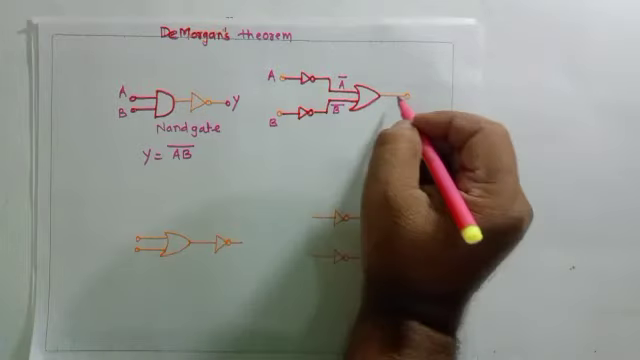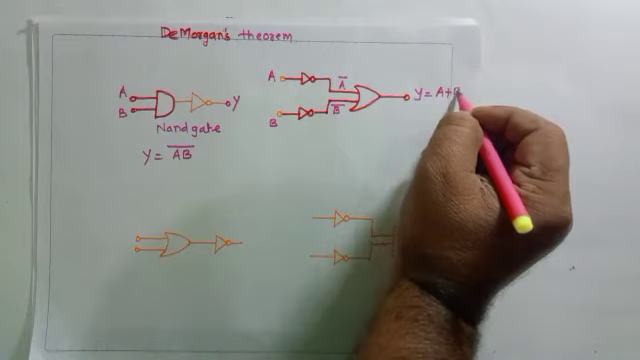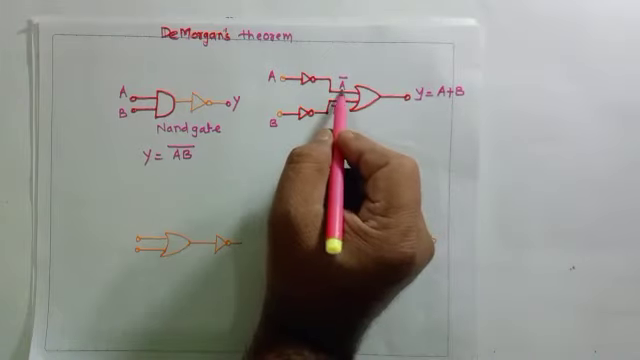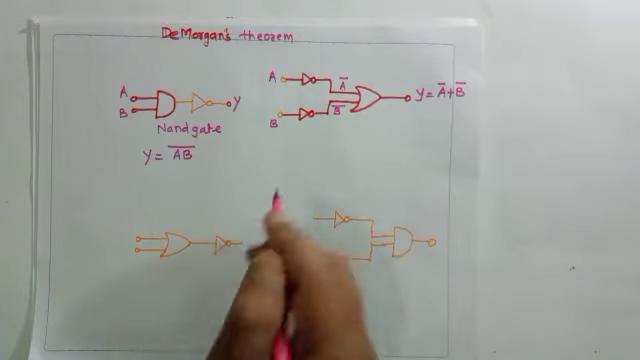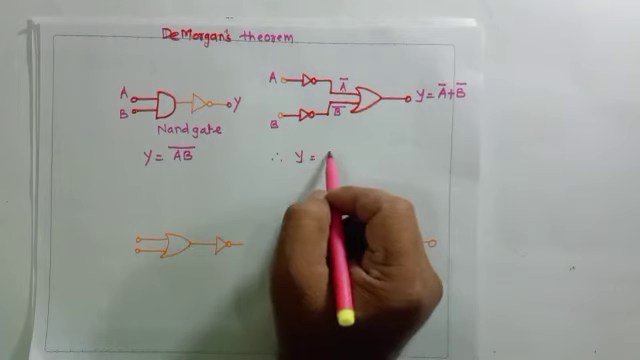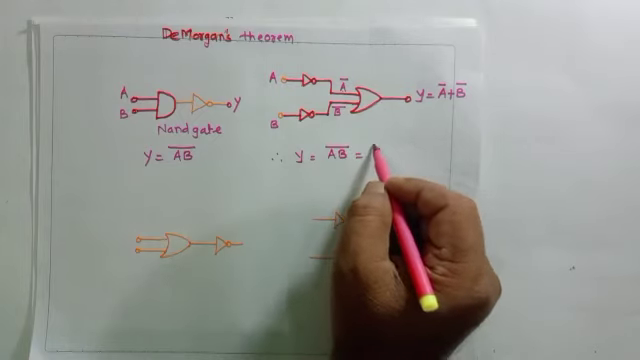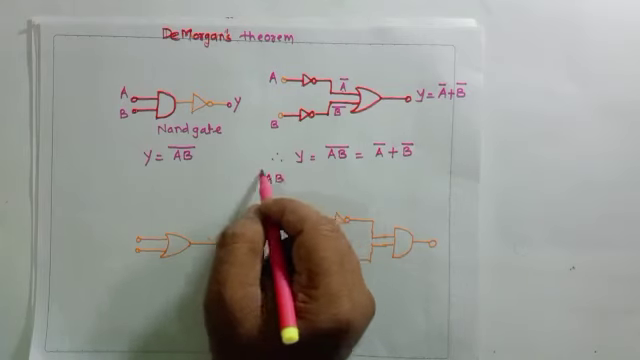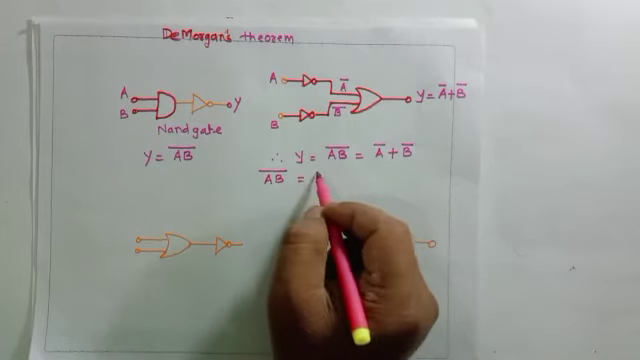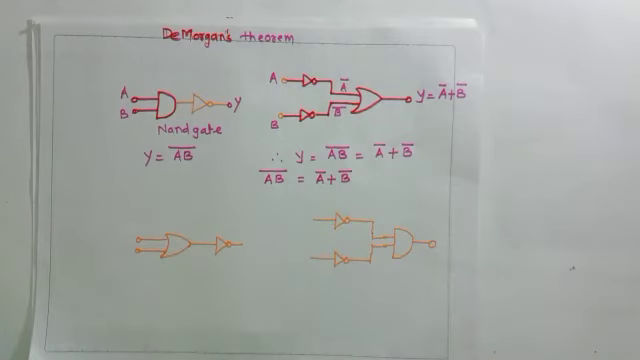So the OR gate's output Y becomes A or B, but here the inputs are complement A and complement B. So the output becomes complement A or complement B. We can say that therefore the output Y will be the complement of A and B, which is equal to complement A or complement B. This means a rule can be seen: when there is the complement of A and B, it represents complement A or complement B. That is the first theorem of De Morgan's.